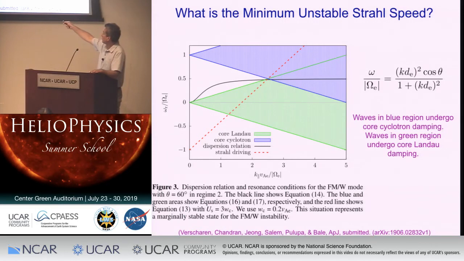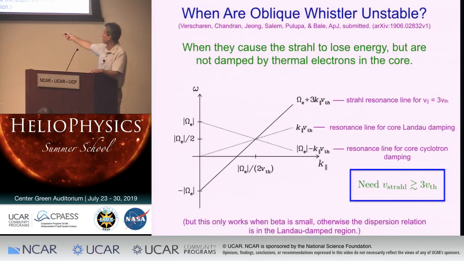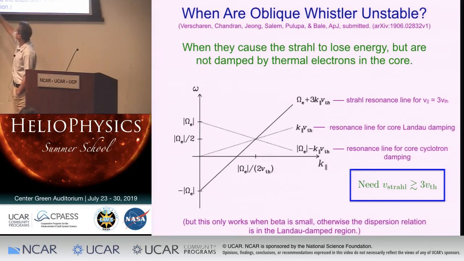Well, what is the minimum velocity of the Strahl for which we could actually get into the white region? It's actually just 3 times the thermal speed. The boundaries of those forbidden triangles have slopes of the thermal speed, and they intersect at a particular k parallel, which is basically omega e over 2v thermal. If the Strahl resonance line here has a slope of 3 times v thermal or more, then this line will be steep enough so that it can intersect a dispersion relation to the left of that intersection.